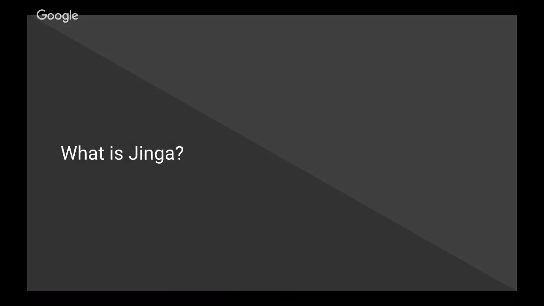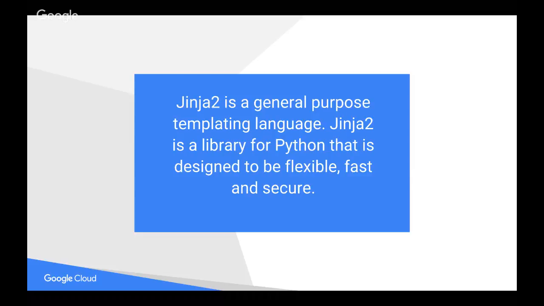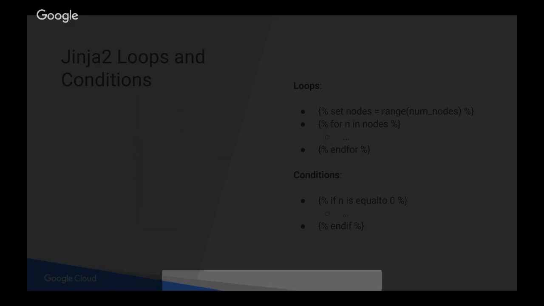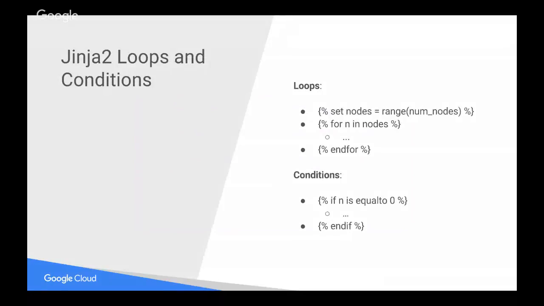So what is Jinja exactly? For those that don't know, I'm sure most of you do, Jinja really is a general purpose templating language, kind of aligned with Python. So it's great if you're operating on YAML files, it works very nicely there, and it's integrated into Deployment Manager very nicely as well. Some of the cool things you can do with Jinja 2 are loops and conditions. I've got a couple of examples here.